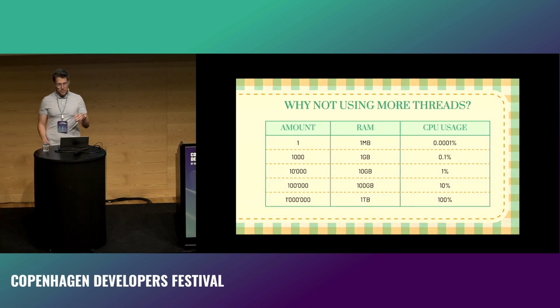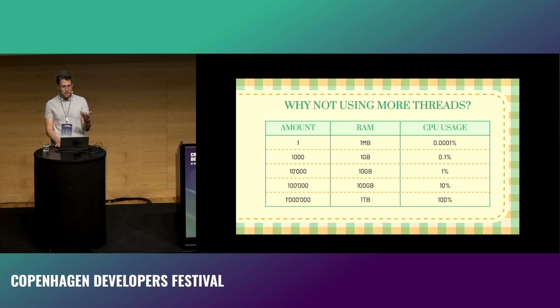Because when we have a stack size of 2 megabytes, or for example also 1 megabyte in certain cases, because you can change the stack size if you want, then to have 1 million threads, you would need 1 terabyte of memory. And this would be way too expensive to do for just one application. But we would need 1 million threads to have a CPU usage of 100%.